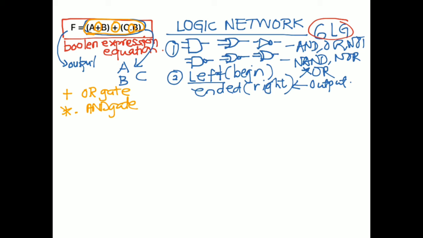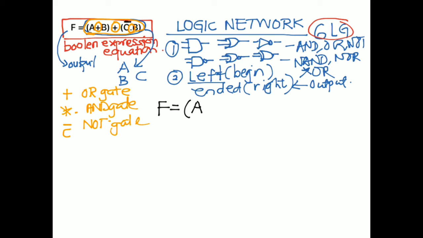We also have 1 input here with a dash, so we have C dash. Dash means NOT. So I'm going to use another gate here: the C dash will be using a NOT gate. I'm going to rewrite the Boolean expression again.